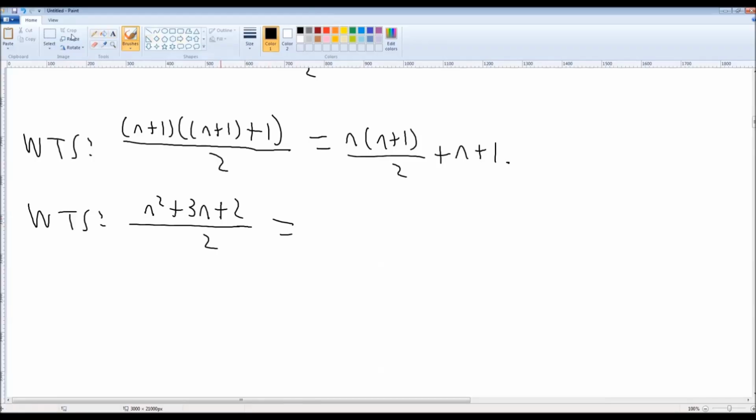And then the right side of the equation, if we simplify this, what we can do is make this all one fraction. We can rewrite the part where it says n plus 1 as 2n plus 2 all over 2. Okay. And while we're at it, why don't we distribute this n? So this becomes n squared plus n.